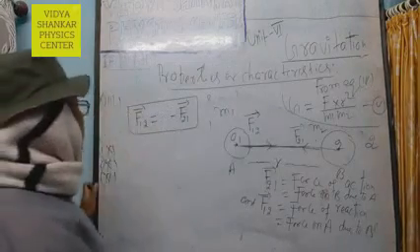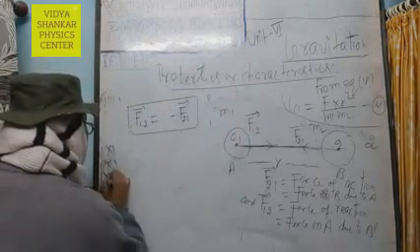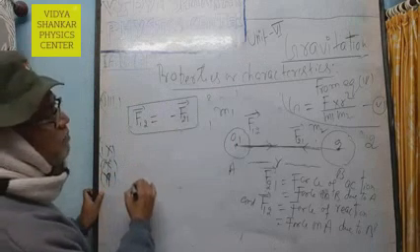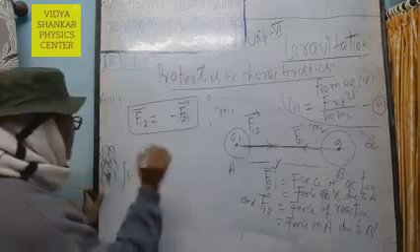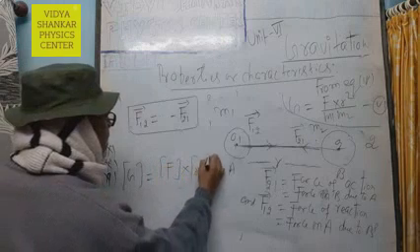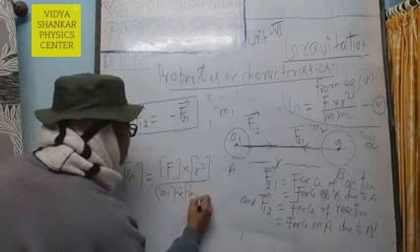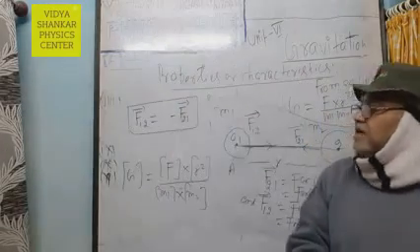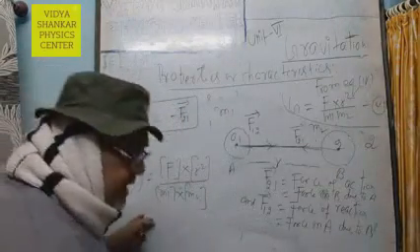Now the 11th point is dimension. The dimension of capital G is the dimension of F times the dimension of R square, divided by the dimensions of M1 and M2. We can easily derive the dimension here. Now the dimension of capital G.